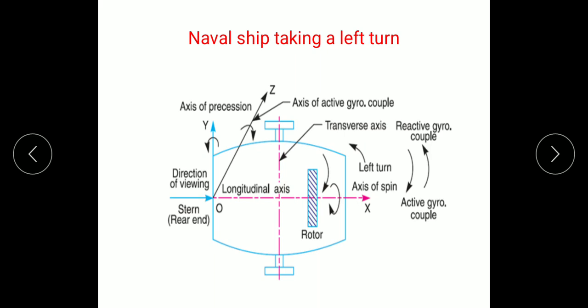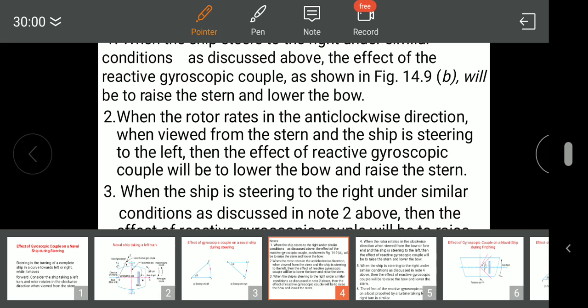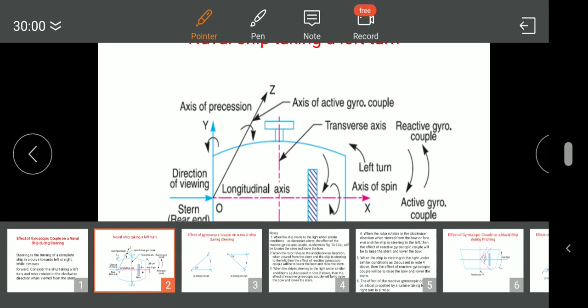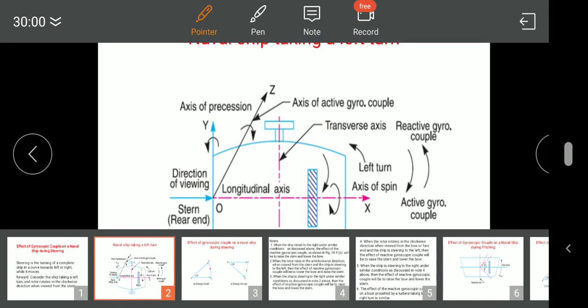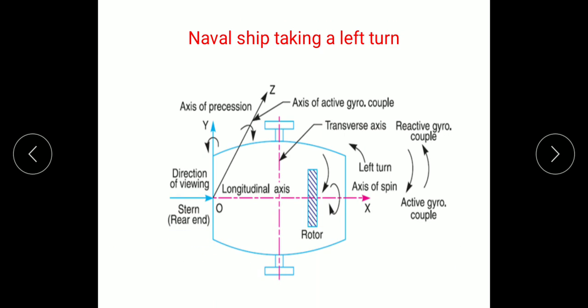Next, what are the terms we will use here? The front end of the ship is called the bow. The rear end of the ship is called the stern. Next, this is called port and this is called starboard. We will see port and starboard in the second topic, that is pitching. So these are the different terms we have to use in the naval ship.